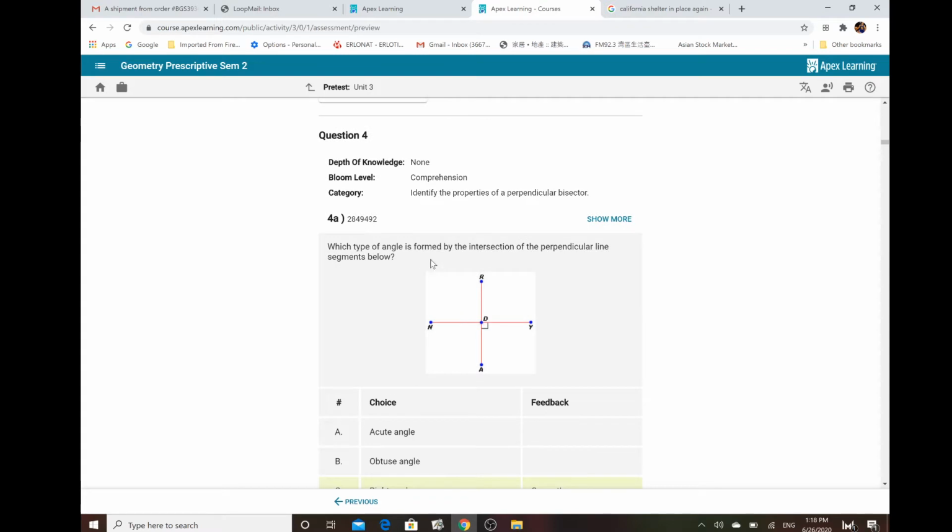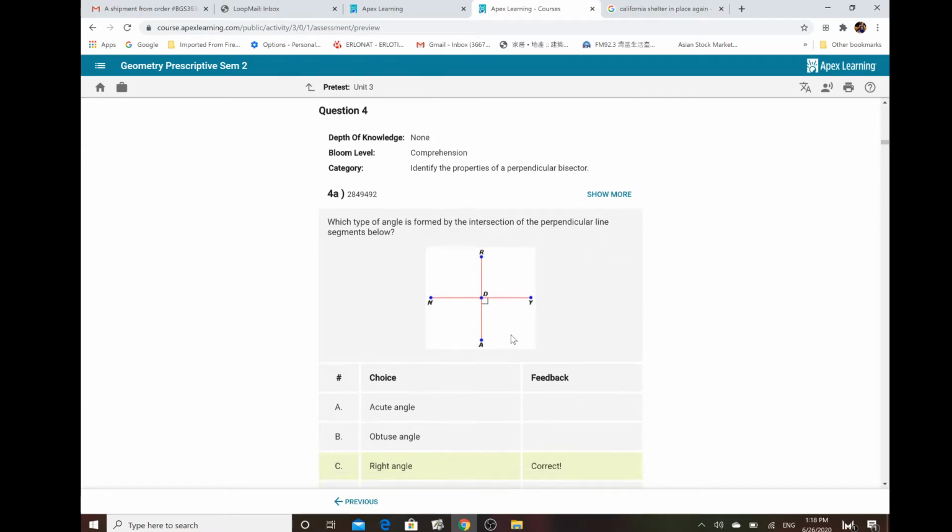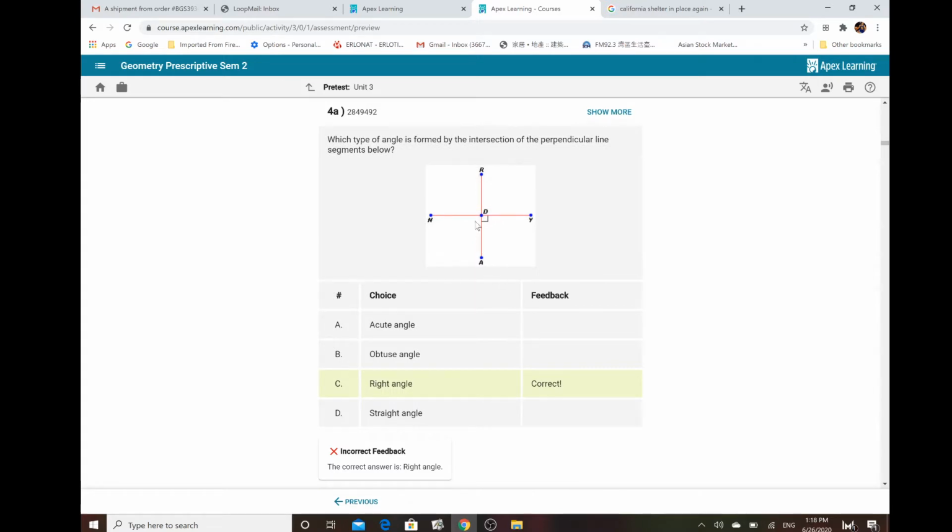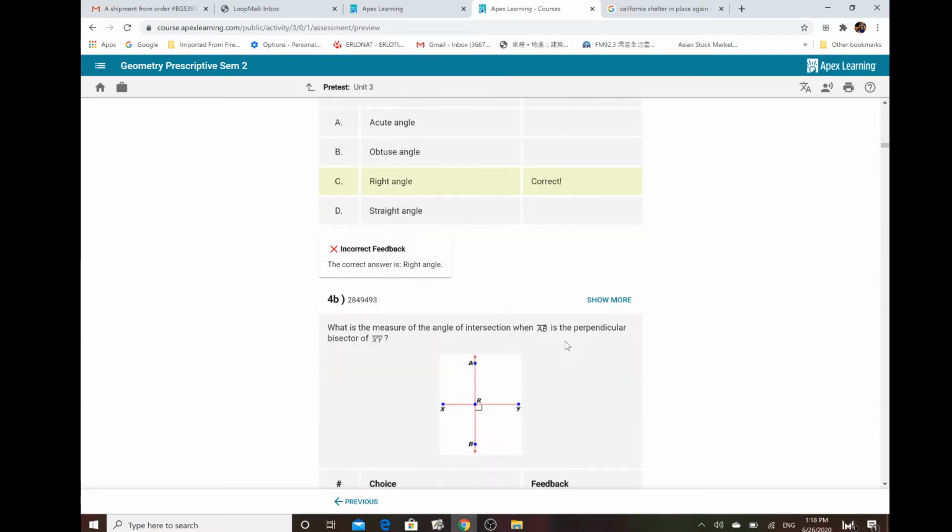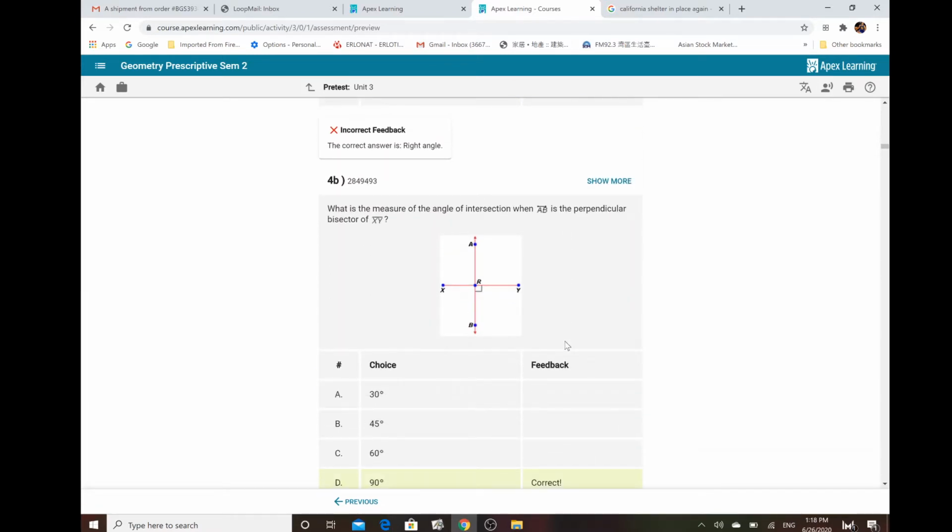And which type of angle is formed by the intersection of the perpendicular line segments below? This one, obviously, is a right angle. Can it be acute? Can it be obtuse? Can it be straight? But you see the right angle here. So it's a right angle. The measure of a right angle is always 90 degrees.